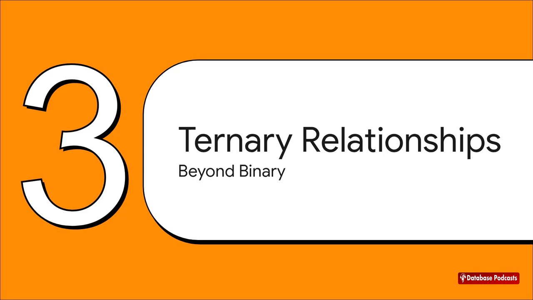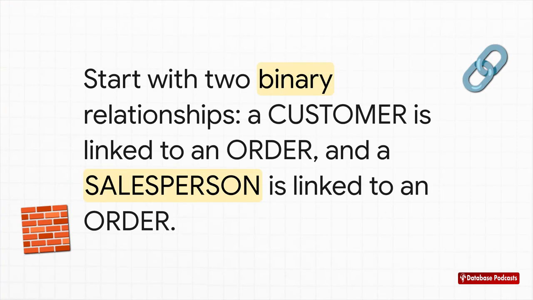So far, we've really only been talking about simple parent-child relationships, what we call binary relationships. But what happens when things get more complicated? What if a single event, like a sale, needs to connect 3 or more different things all at the same time? To wrap our heads around this, let's just start with what we already know. A customer can have many orders. Simple one-to-many relationship. A salesperson can also be tied to many orders. Another simple one-to-many relationship. Easy enough to model separately.